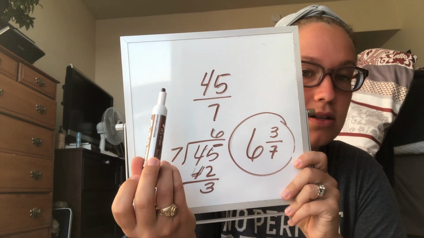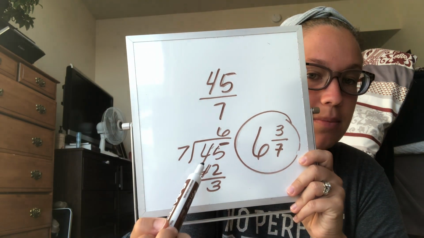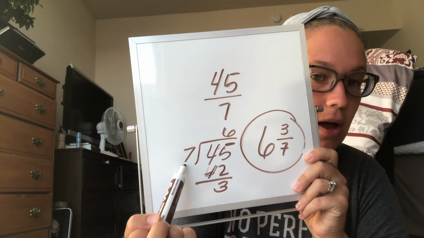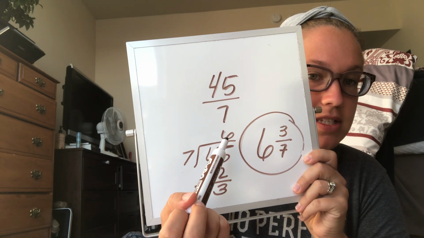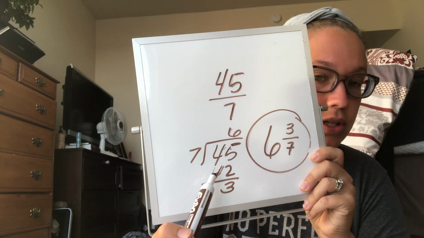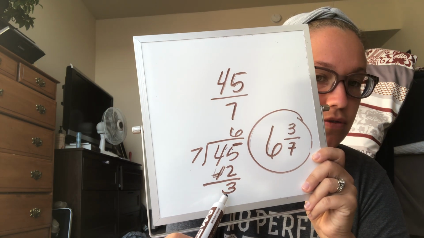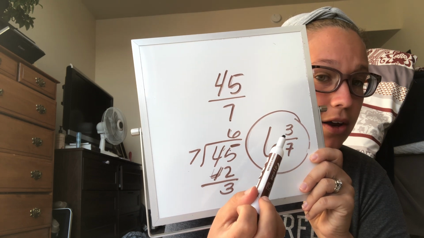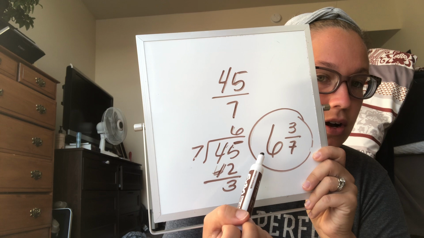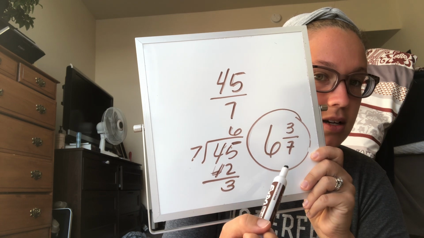Okay, I have 45/7. That means I'm going to do 45 divided by 7 to find my mixed number. 7 goes into 45 6 times. 7 times 6 is only 42, so we have 3 left over. That becomes our numerator, and 7 is our denominator. So your answer is 6 3/7.